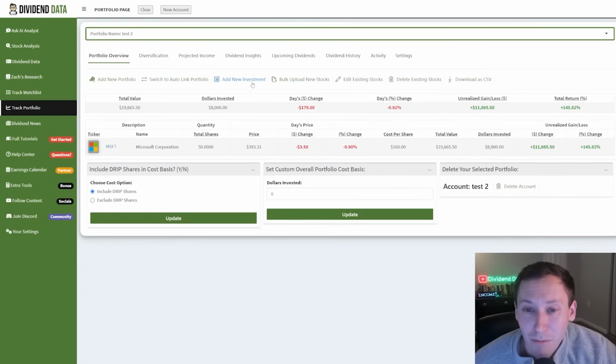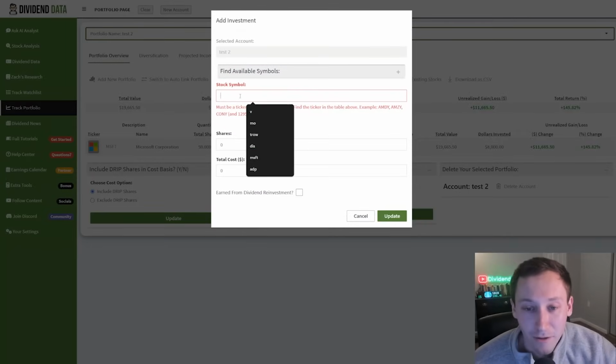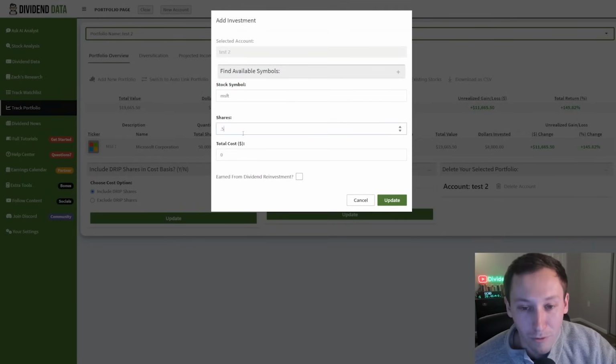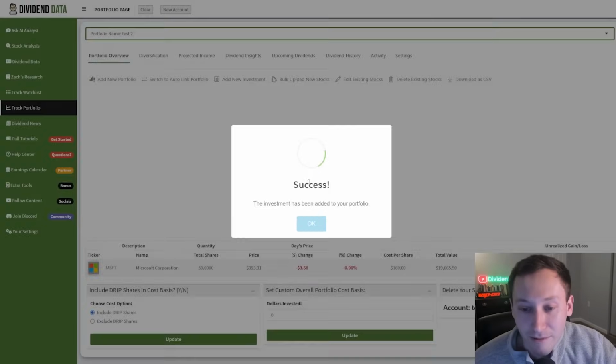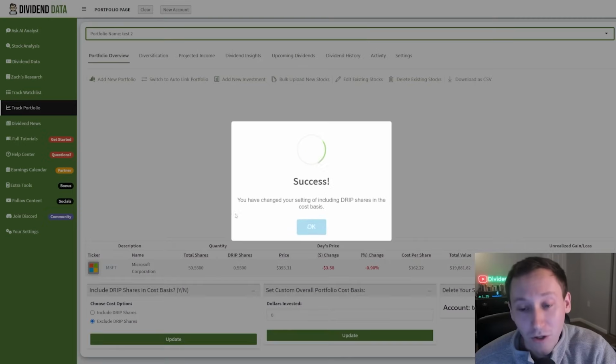But let's give an example of doing a DRIP share. So click add new investment, and let's say you had Microsoft stock, you got a dividend, and let's say it gave you 0.55 shares. And let's say that cost like $200. We would check earned from dividend reinvestment, click update, and then you can see that you have 50.55 shares with 0.55 DRIP shares. And then you can also choose to include or exclude the DRIP shares from your cost basis.